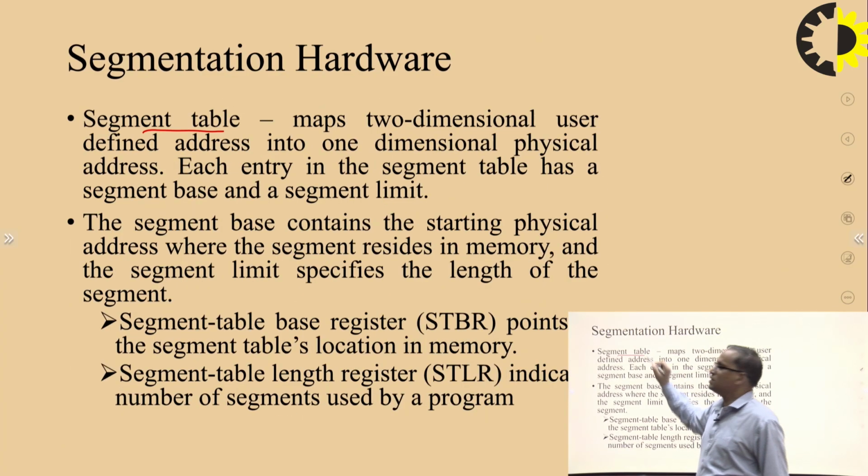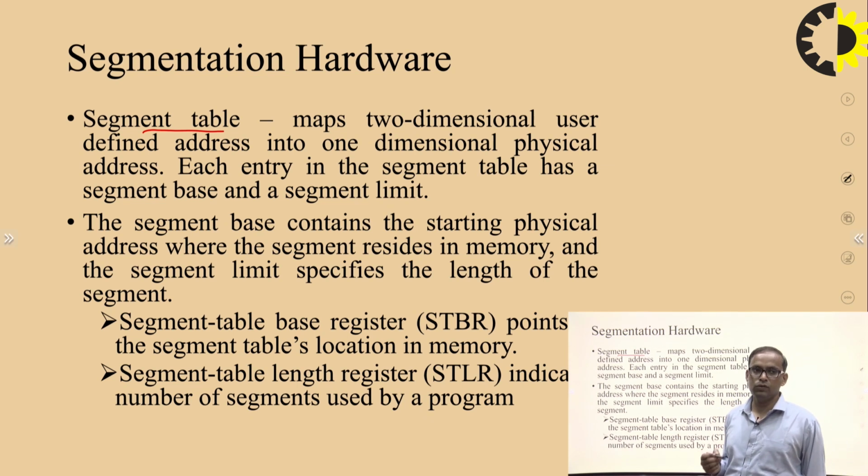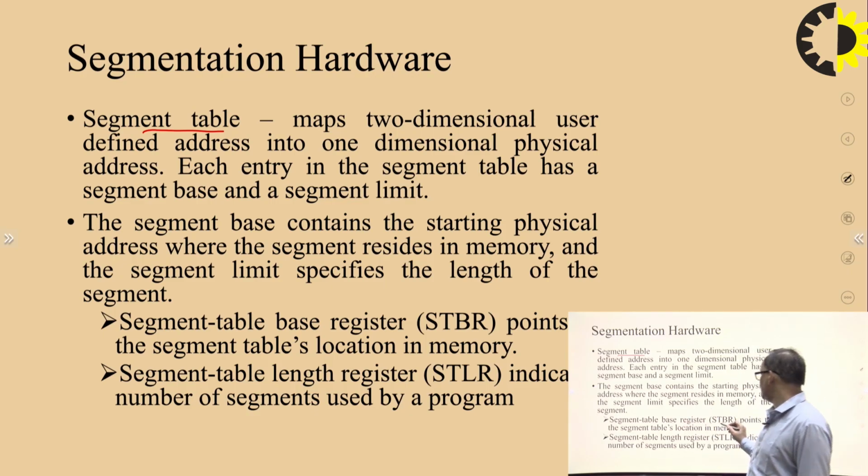Segmentation table is another data structure which contains three things: segment number, limit or size of that segment, and the base address of that particular segment. This segmentation table is stored in main memory, or physical memory. In order to check the offset against the limit, we have to access the segment table, and in order to access the segment table, we must know its location.